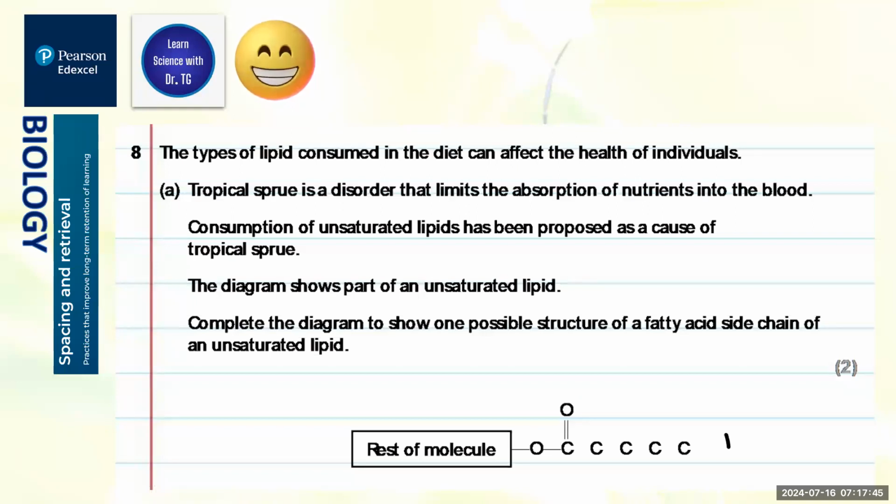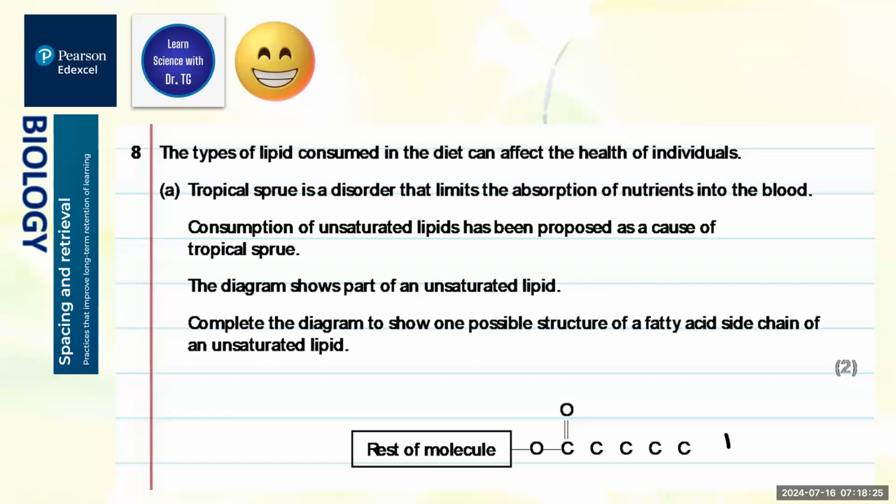So tropical sprue is a disorder that limits the absorption of nutrient into the blood. Consumption of unsaturated lipid has been proposed as a cause of tropical sprue. That means basically lipid is not much health benefit. Even unsaturated lipid can bring some kind of a health risk. The diagram shows part of an unsaturated lipid. Complete the diagram to show one possible structure of fatty acid, side chain of unsaturated lipid.